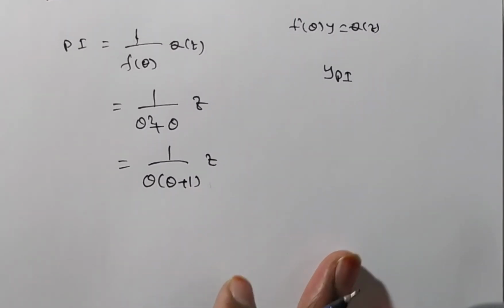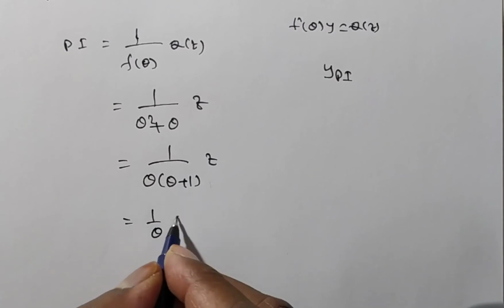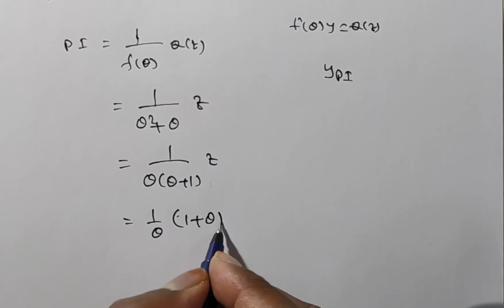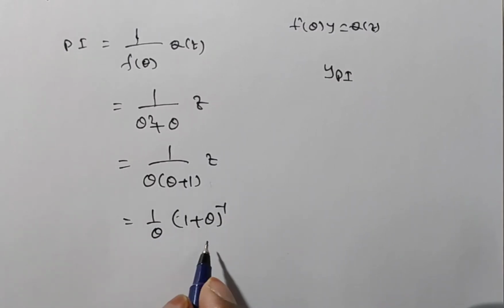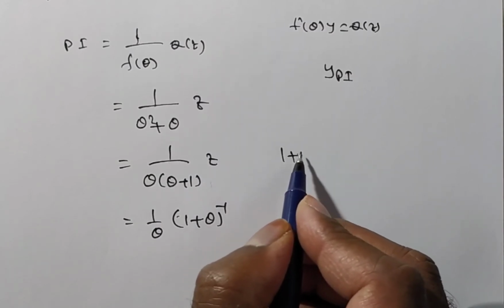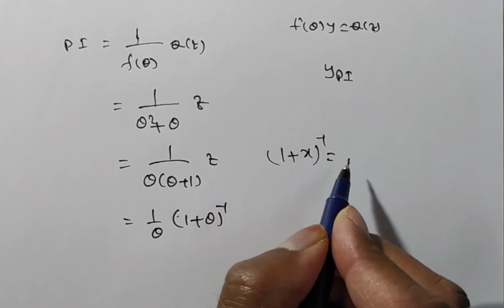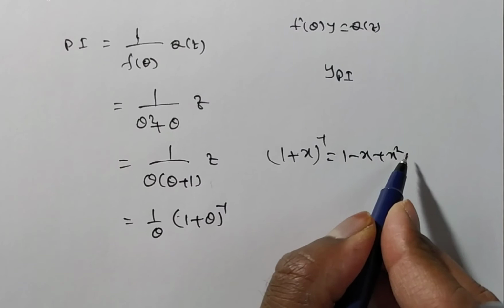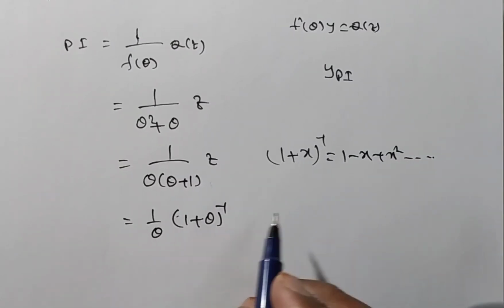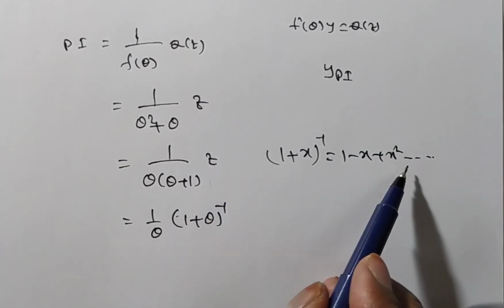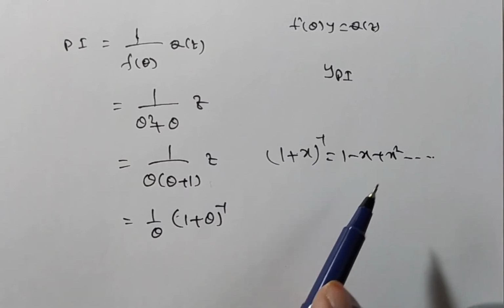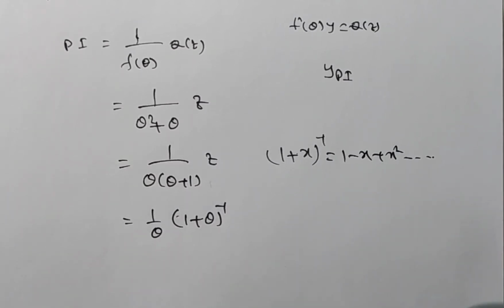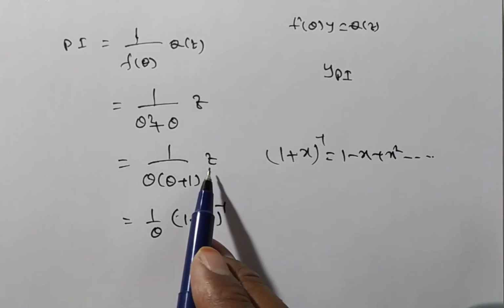Now this one we can express as 1 by theta times of 1 plus theta whole inverse. Can we write like this? Binomial expansion we can do. What is the expression? You have 1 plus x whole inverse is equal to 1 minus x plus x square and so on. Now up to what degree can you take, x power n, x power 10, x power 11, x power 15, x power 100? That is based on the given polynomial.